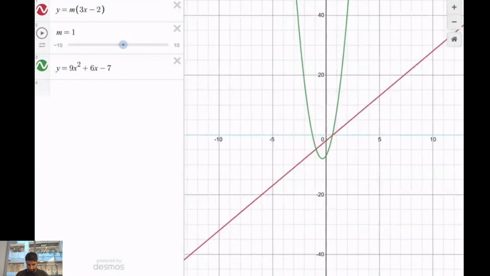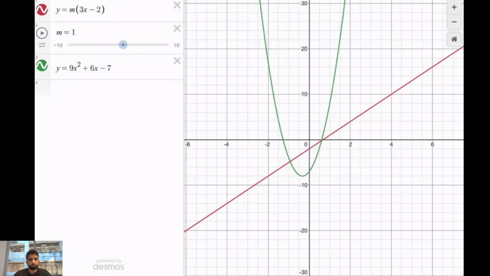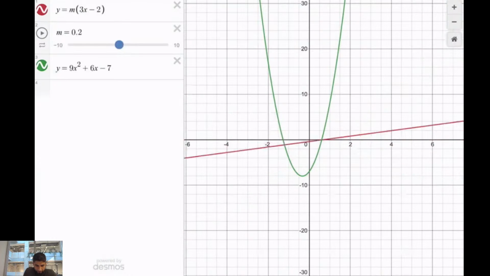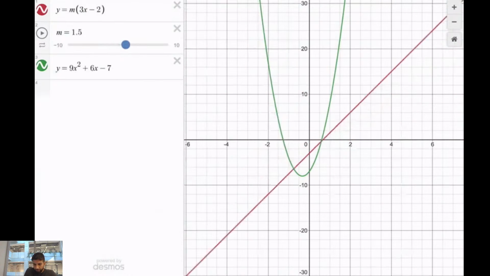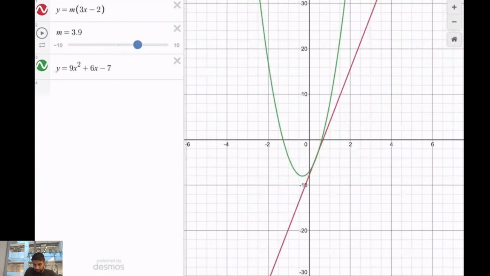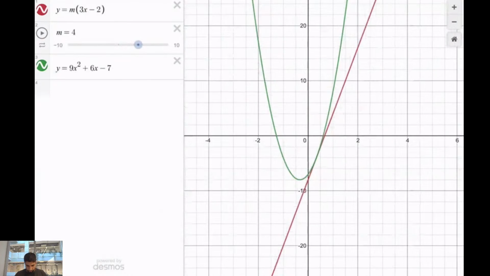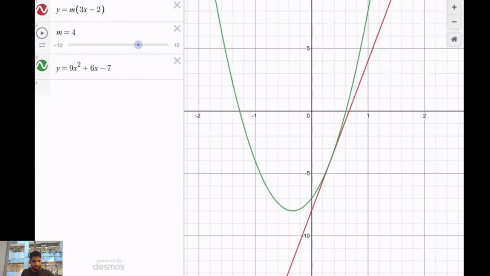So we have these two, and as you can see, when m is 1, the straight line is intersecting the parabola at two points. It's not a tangent. But if you change the value of m, there will be different gradients, different y-intercepts, but there is going to be a point where, if you zoom in, you can see it is a tangent, and it happens at m equals 4. That's one of the m values that we found that will make this straight line a tangent to the curve.